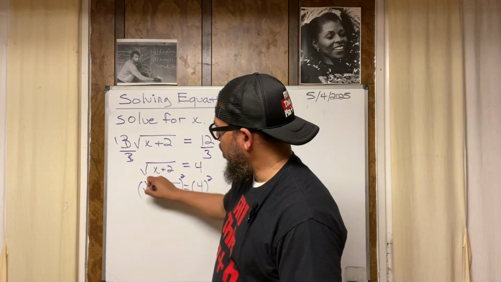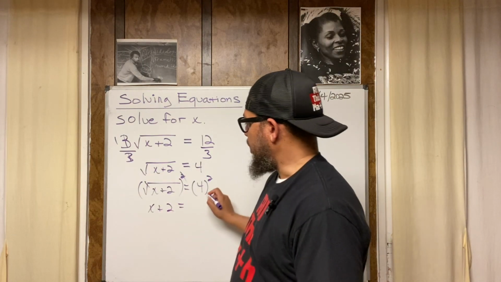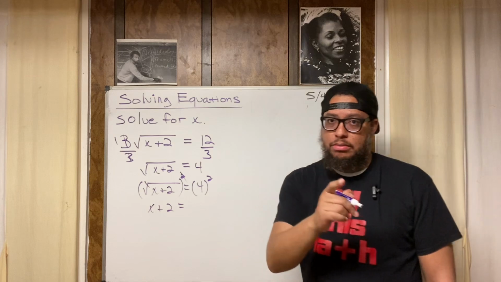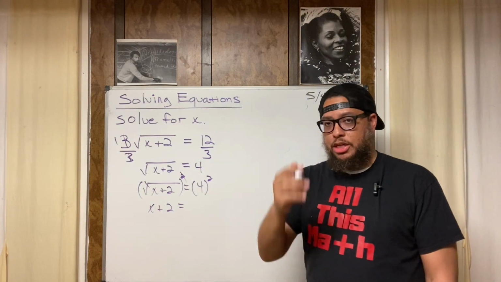And then this radical will cancel with this exponent, leaving you with just x plus 2. Then over here, 4 squared is not 8. It's not 8. That's a careless error a lot of people make. 4 squared means 4 times 4.